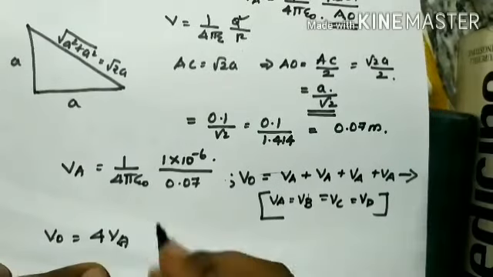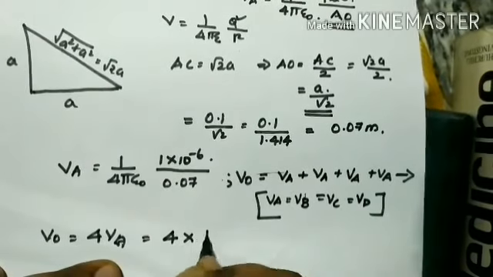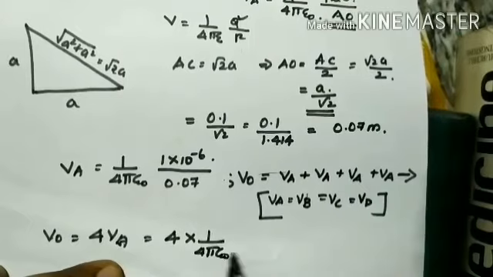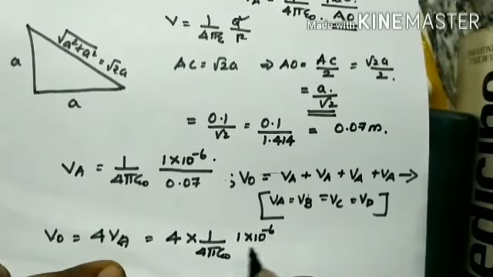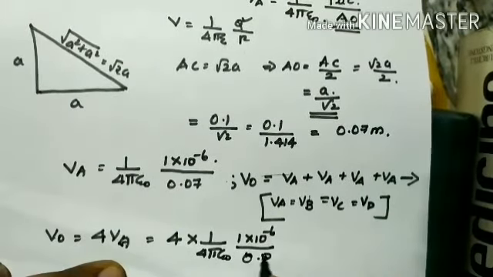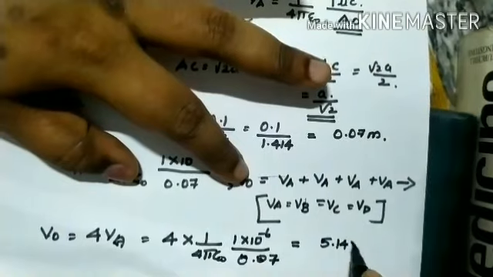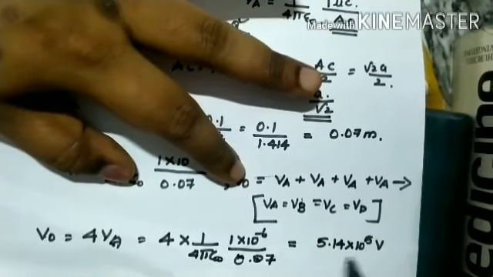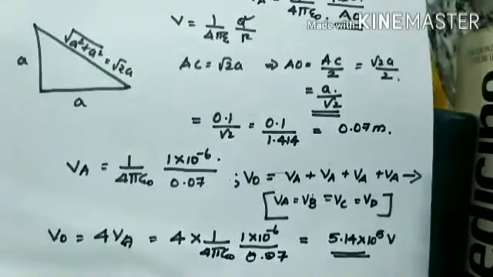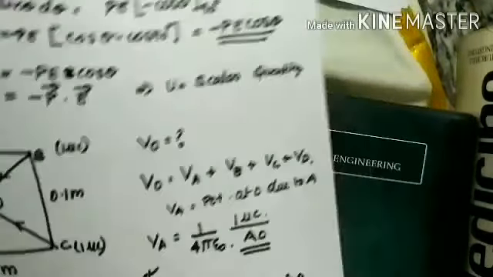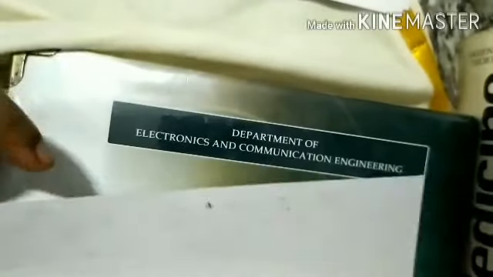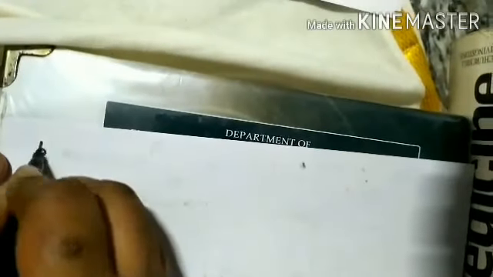So what is VA? 1 by 4 pi epsilon naught, 1 into 10 to the power minus 6, divided by 0.07. After calculating, you will get a value of around 5.14 into 10 to the power 5 volt. You can do the calculation by yourself. That is the first part of your numerical question. Now let's move on to the second part of the numerical question, that is part B.